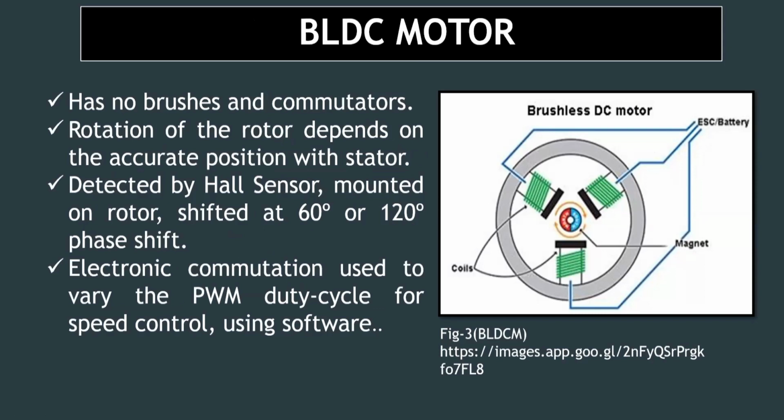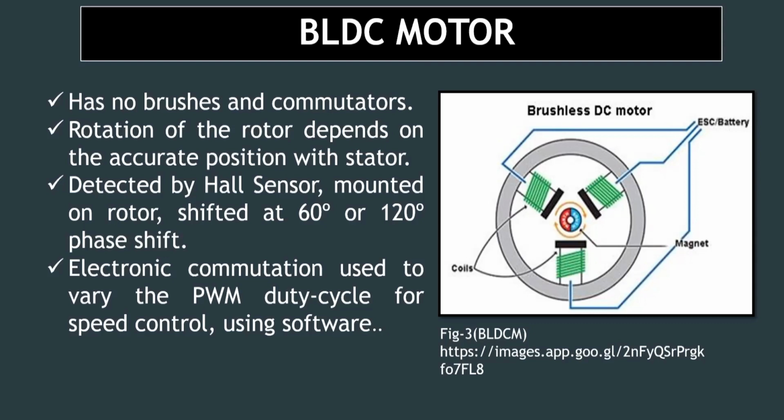We are having a coil. They are detected by the Hall sensor mounted on a rotor shifted to 60 degree or 120 degree, depending on the type of rotation you are having. So you are having a flexibility in how these can be mounted on the rotor and how this can be seen, right? So it has no brushes, first of all, no commutator.